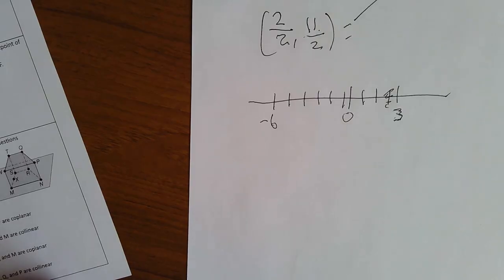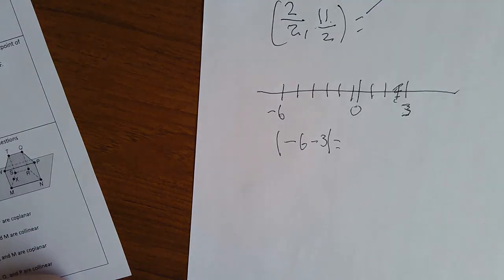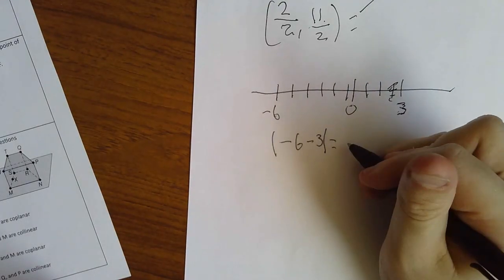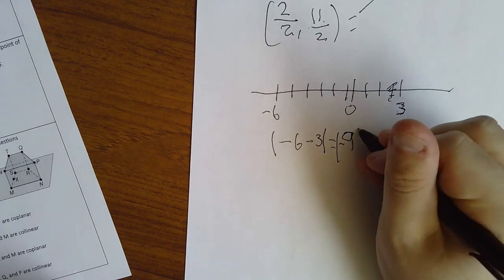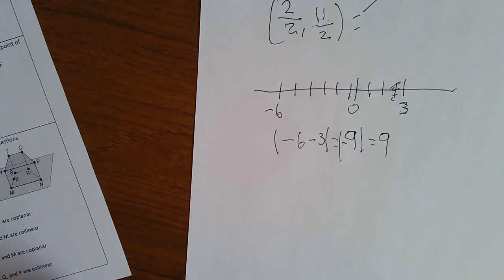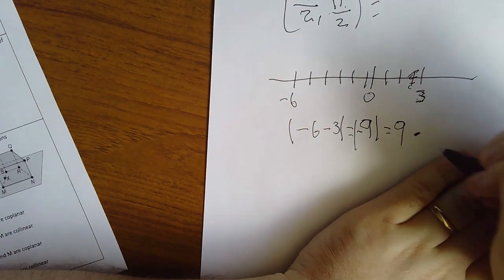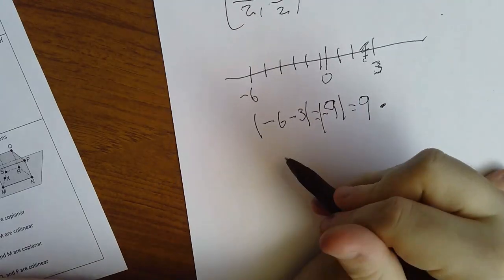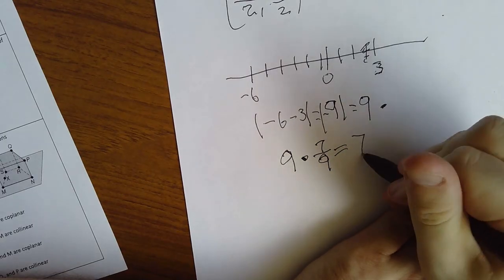Well, I can just subtract the 2 and take the absolute value of whatever I get. So if I start with -6 and I subtract 3, I take the absolute value of that, because remember, we're finding a distance, not a number. Distances are always positive, and that's why we take the absolute value. So we get -9, absolute value of that is 9. But that's the entire distance. I only want a distance 7/9 of the way through. So I'm going to multiply this by 7/9. So I take 9 and I multiply that by 7 over 9, and I get 7.